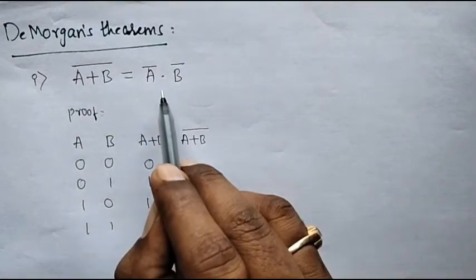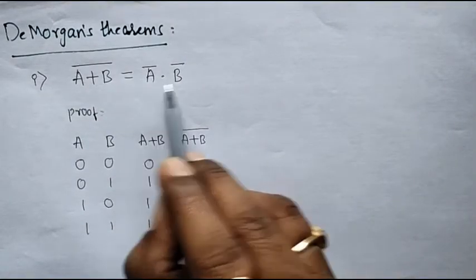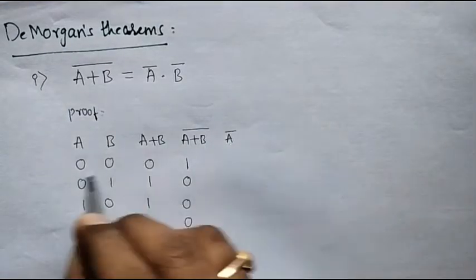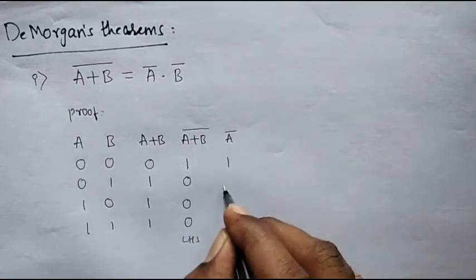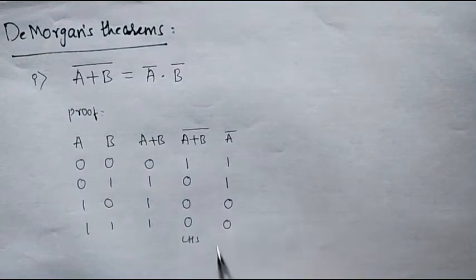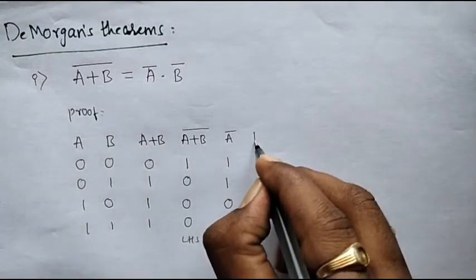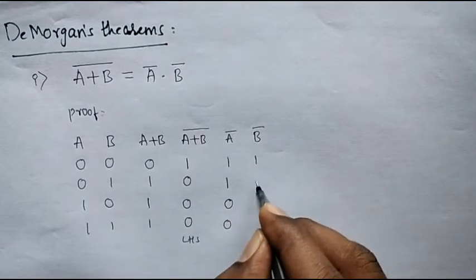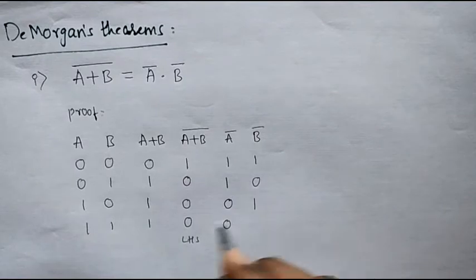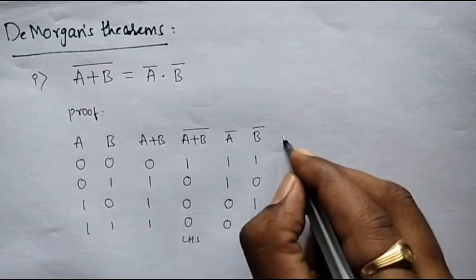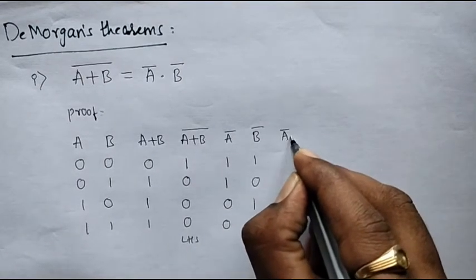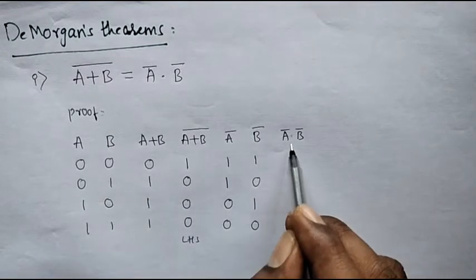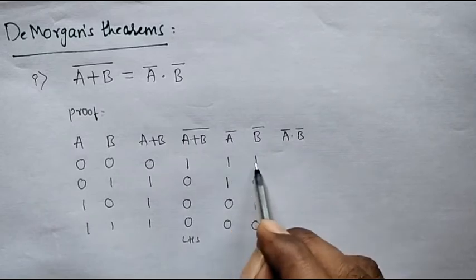Now look at the RHS. We have A bar and B bar. Let us find A bar. A bar is the complement of A, that is 1 1 0 0. Now find B bar. B bar is the complement of B, that is 1 0 1 0. Let us perform the RHS expression together, that is A bar dot B bar. A bar dot B bar is nothing but the ANDing operation between A bar and B bar.